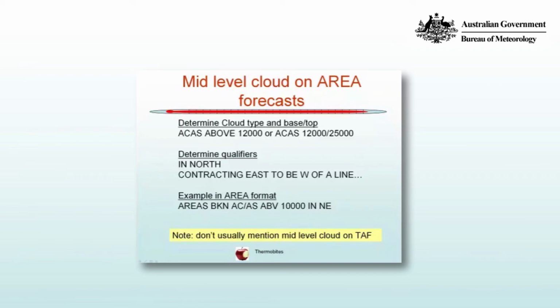It's always useful to have determining qualifiers as well. For example, north of the area, which might sound vague, but at least it tells you that the cloud band doesn't exist for the entire area. Or a temporal determining qualifier, such as contracting to east to become west of a line, and then you can put in things like time. A real example is shown in the last line. It says areas of broken ACAS above 10,000 feet in northeast, so it contains all the information we want. It's areas, so it's not broken everywhere. It's broken, so there's more than half the sky. It's ACAS, and it's above 10,000 feet, and it's in the northeast of the area.